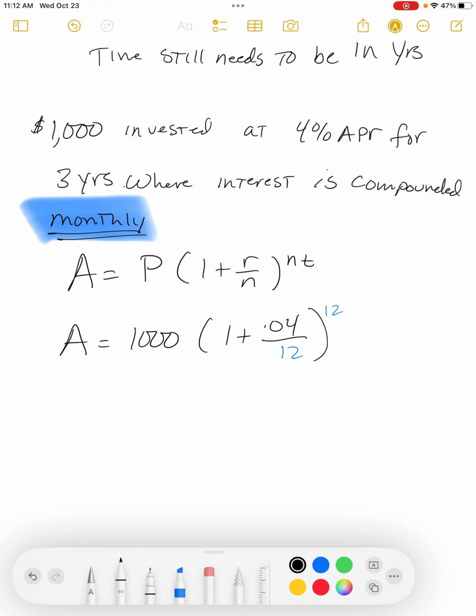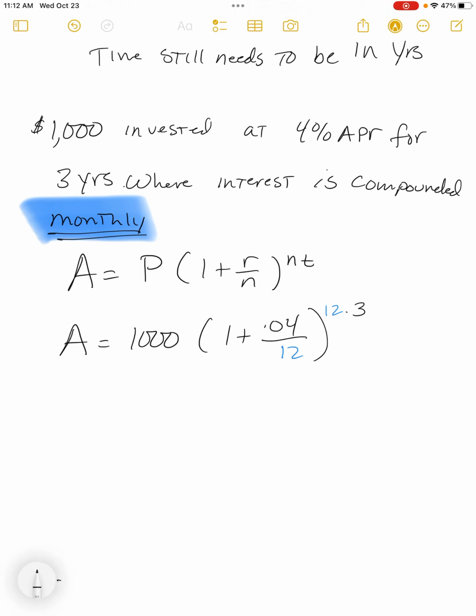Now, I want this to make sense to you. Why the 12 is each time that interest is applied, it's 1/12 of the annual interest, so that it builds up to be the full 4% interest. You're not going to get 4% every month, but you're going to get a 12th of 4 every month. Okay? And then that's going to happen a total of 12 times 3 times.